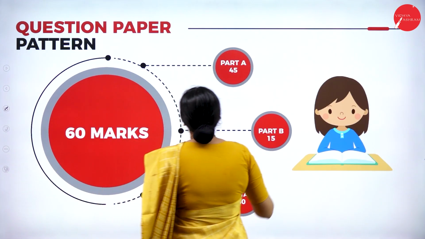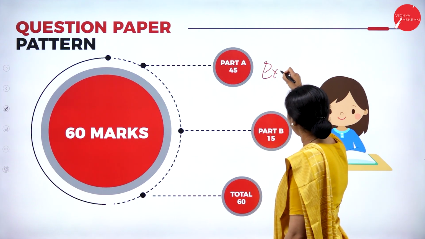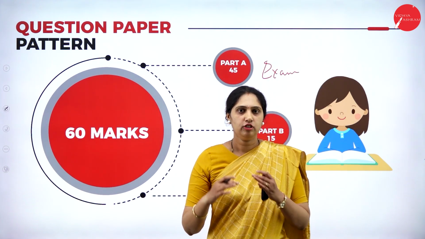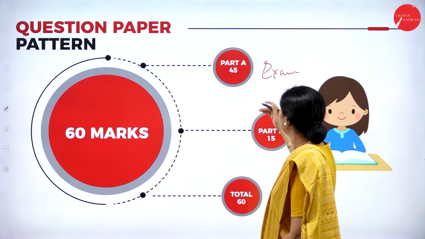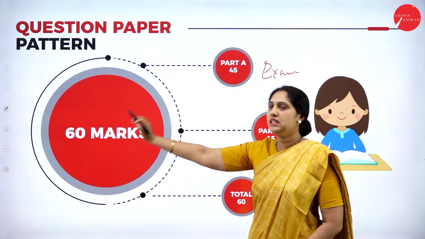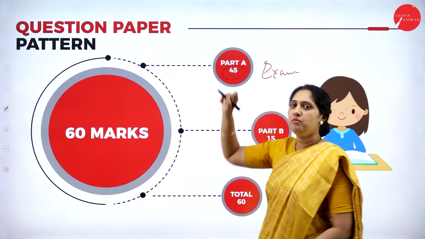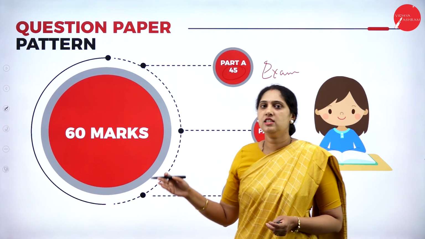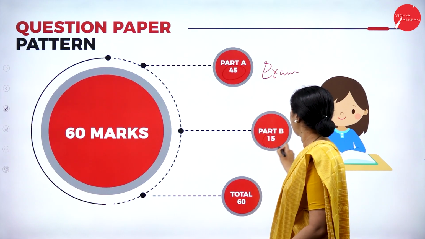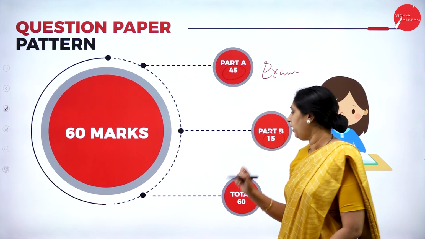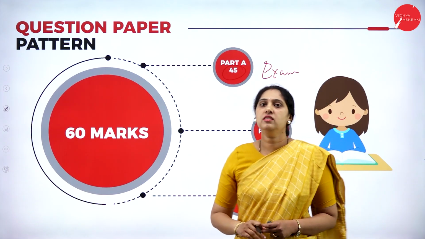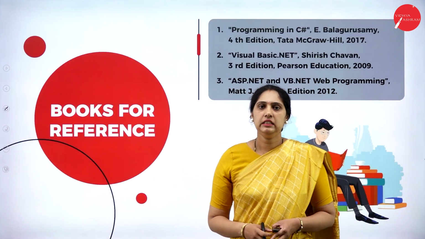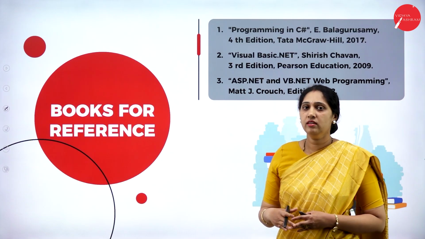So then comes your examination. Once you have prepared all the units and you are very much sure about the topics, then it's your exam. See, it's all about 60 marks. 45 marks is for part A. So 60 minus 45 is remaining how many marks? 15 marks. That is for part B. So how much is the total? 60 marks.